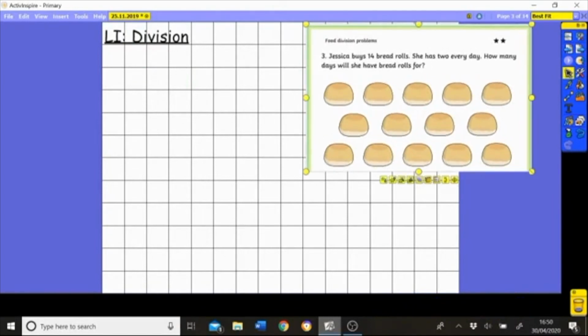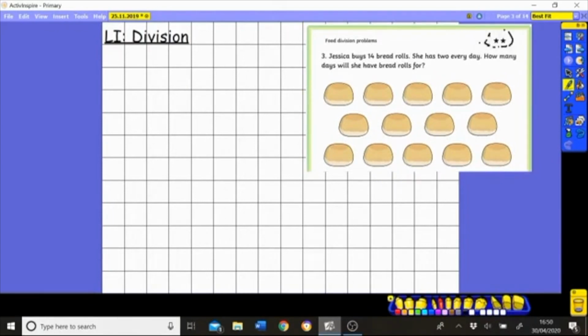Now what you'll notice on the sheet is that the questions go from either 1-star, 2-star, or 3-star. I want everyone to try the 2-star questions first. If they're too hard, go on to the 1-star questions, then move back up to the 2-star. If you're finding them too easy, go straight on to the 3-star questions. Okay, try and challenge yourself. If you're struggling at first, try different ways of working it out.